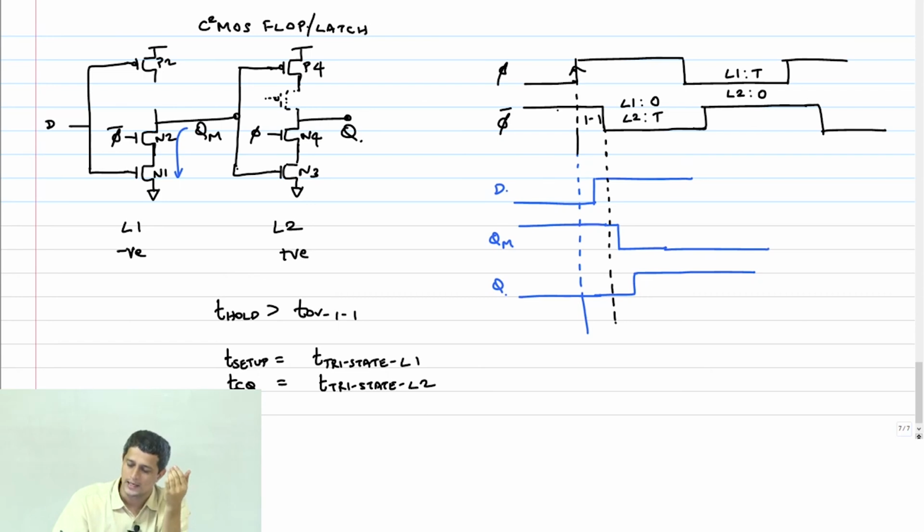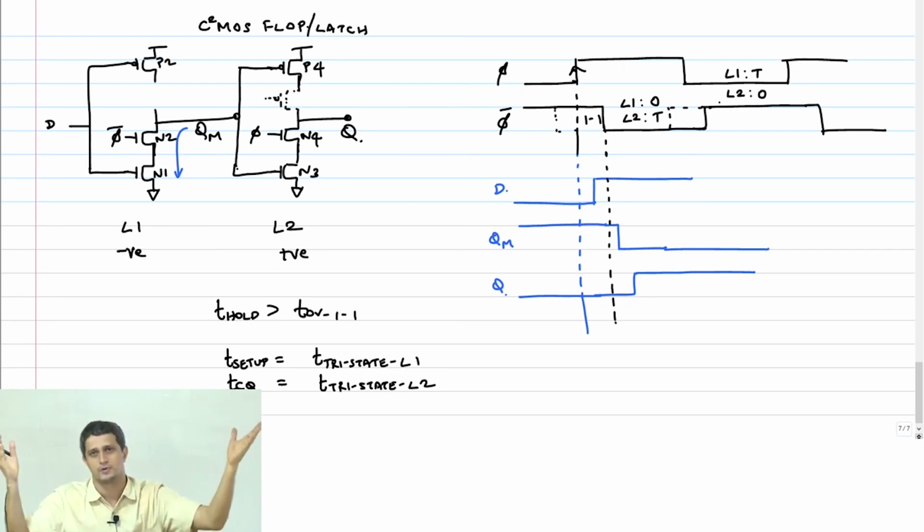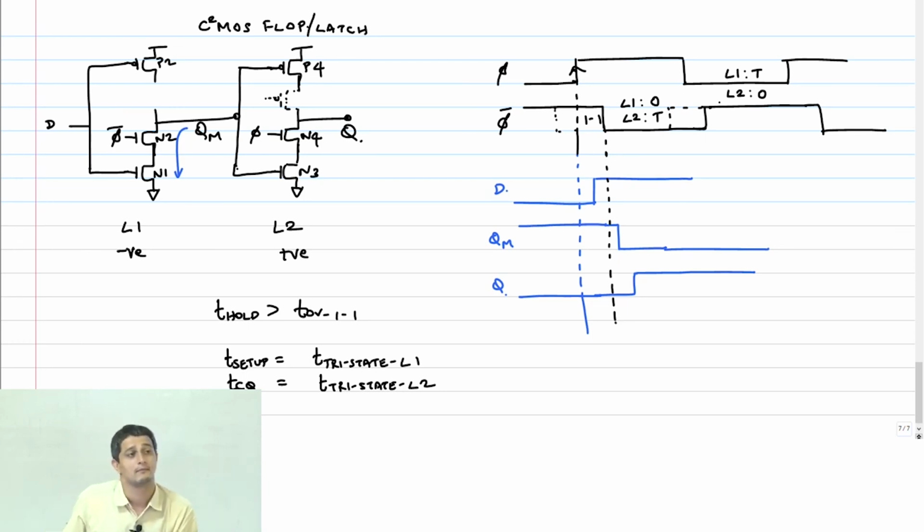By the way, I leave it to you to analyze what happens if phi bar comes early. That could also happen. Clock and clock bar, it doesn't mean that clock bar is always generated from clock. Clock and clock bar may be generated separately and then distributed to the entire chip, which means clock bar could come early also. You never know. So you can analyze that condition on your own and see how that's going to change your analysis.